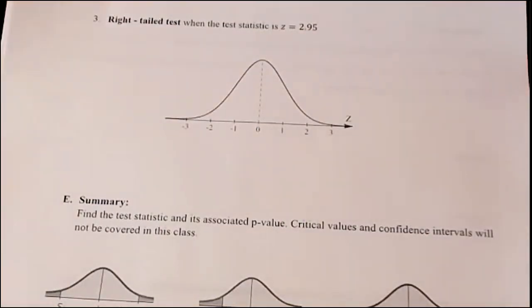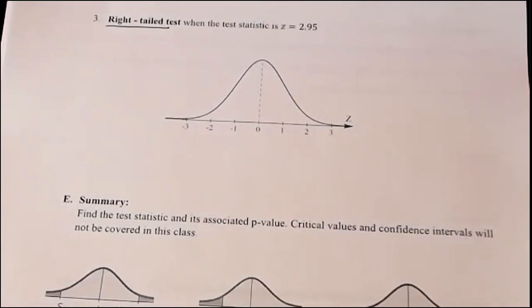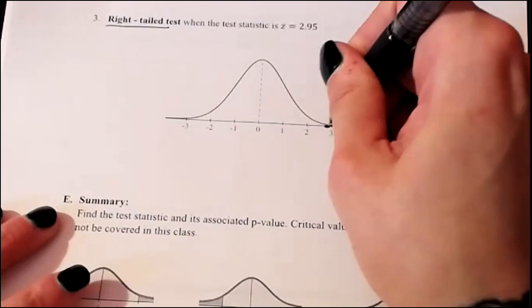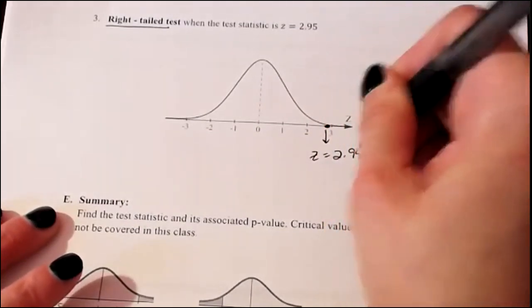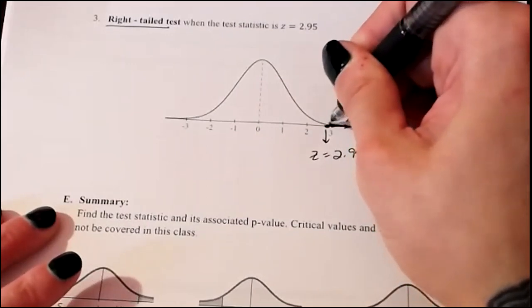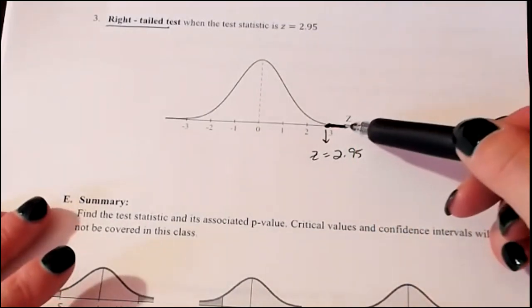Take a look at number 3, right-tailed test. When the test statistic is z is equal to 2.95. Let's go ahead and plot that. Z is equal to 2.95. I'm going to try to shade this in, even though it's really hard to see. That's shaded in. That's totally shaded in.